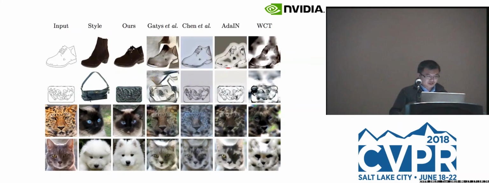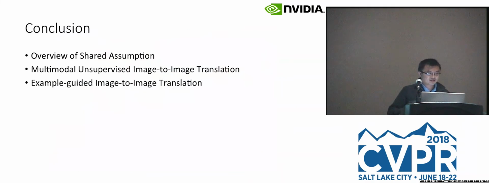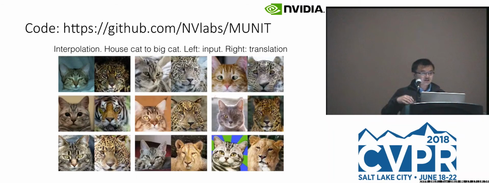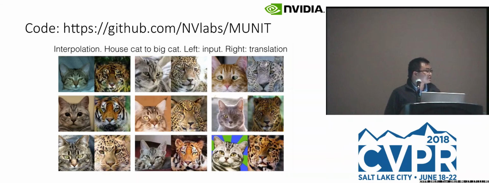I will also skip this comparison. So to conclude my talk, I gave an overview of the shared latent space assumption and its use for the image-to-image translation problem. We talked about our multimodal unsupervised image-to-image translation algorithm, MUNIT, and example-guided image-to-image translation. The code is available here, and I'm ready to take questions.